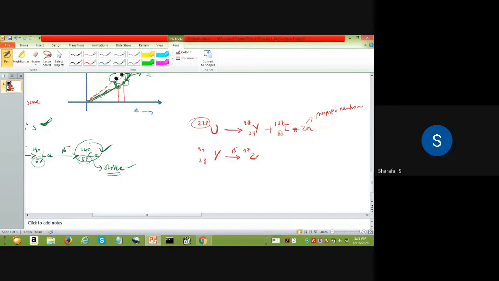Okay, just check that this is 97 I wrote here. I will just clarify that in the next class. Okay, that will go to the zirconium. So here 97 and mass number will not change. Then it will go again. You just check these numbers.